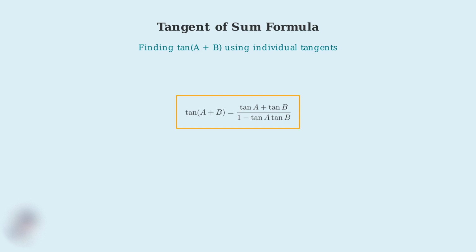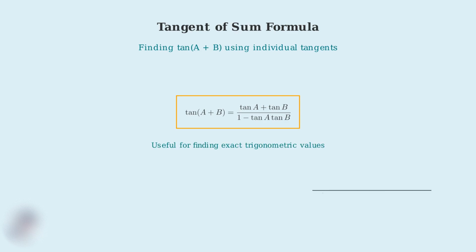Welcome to this comprehensive guide on the tangent sum formula. This powerful trigonometric identity allows us to find the tangent of the sum of two angles using only the individual tangents of those angles. The tangent sum formula states that the tangent of a plus b equals the sum of tangent a and tangent b, divided by 1 minus the product of tangent a and tangent b.